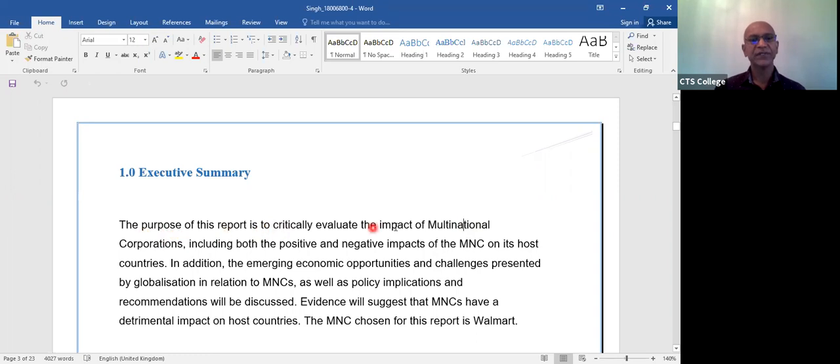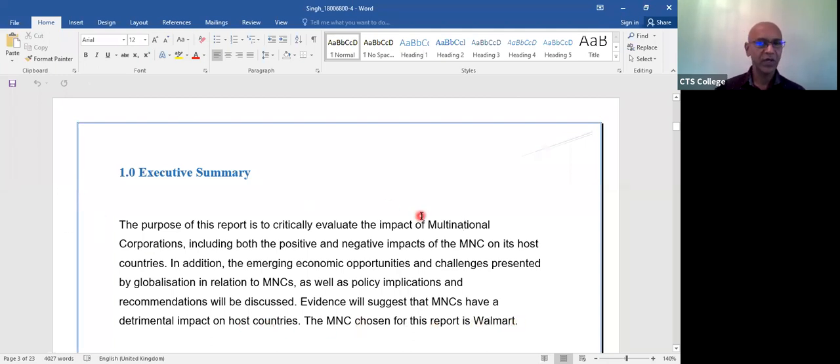The purpose of this report is to critically evaluate the impact of multinational corporations, both positive and negative, on the host countries. In addition, emerging economic opportunities and challenges presented by globalization in relation to MNCs, as well as policy implications and recommendations, will be discussed. Evidence will suggest that MNCs have a detrimental impact on host countries. The chosen MNC is Walmart.